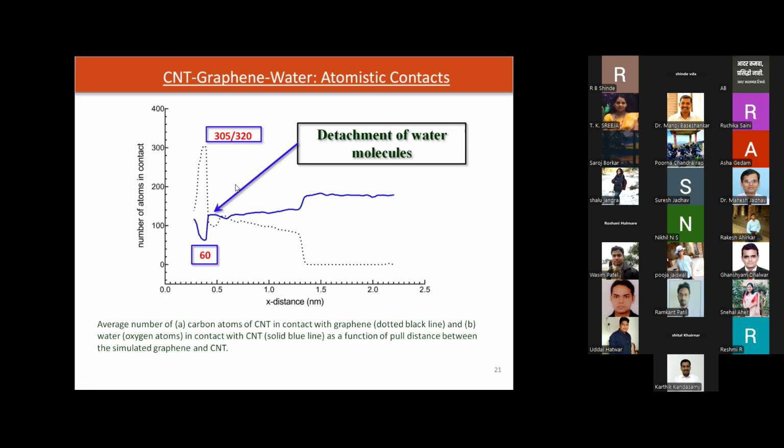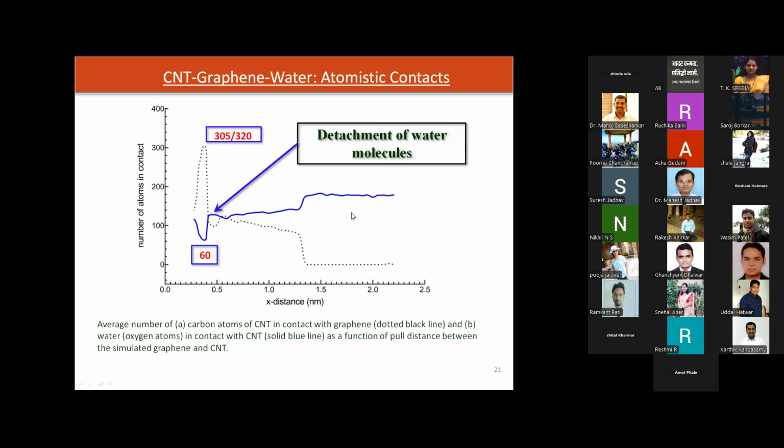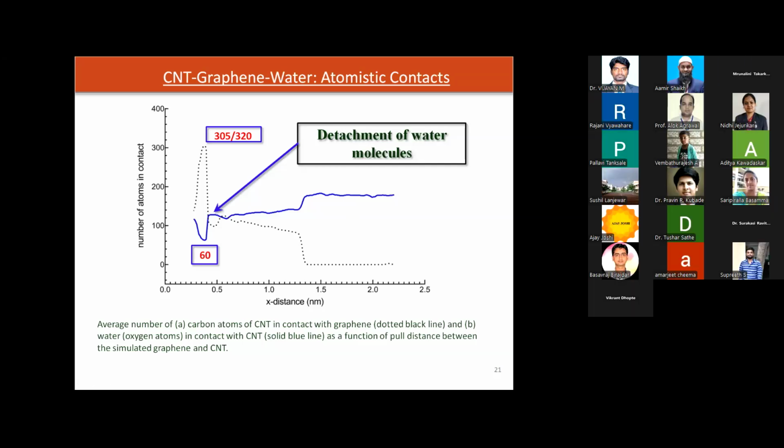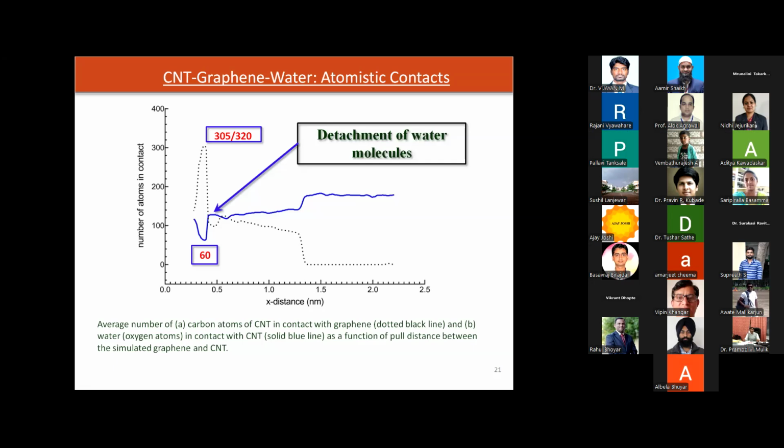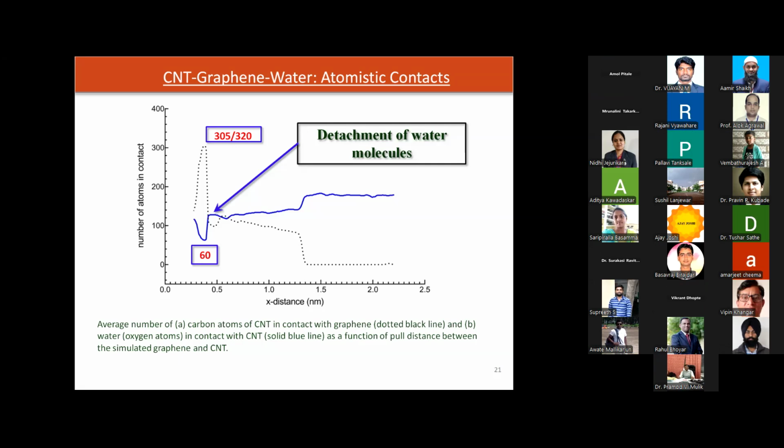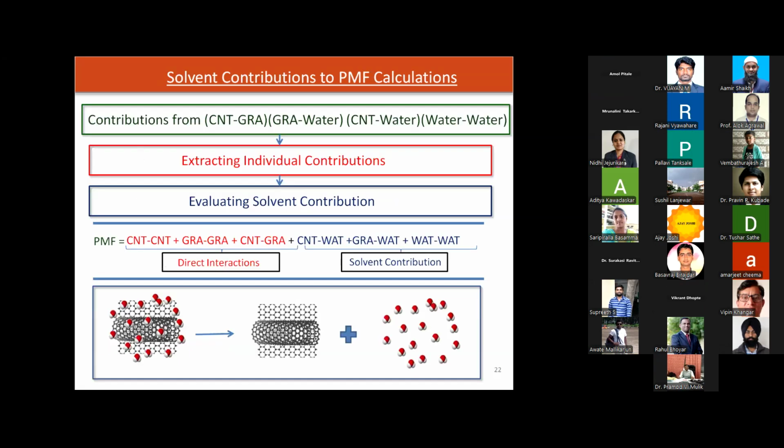Then what happens? Obviously, when CNT and graphene come into contact, there is an increase in the number of atomic contacts, and there is detachment of water molecules. Now, this may seem very obvious, but again, it has a significant impact in terms of material development, because, as I said, this guides the role of solvent and the structures in their self-assembly. So how that particular thing affects was further analyzed.